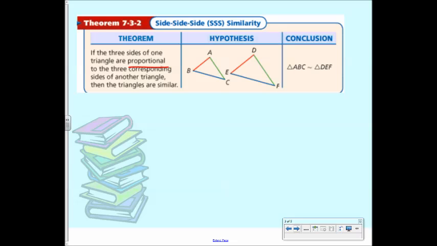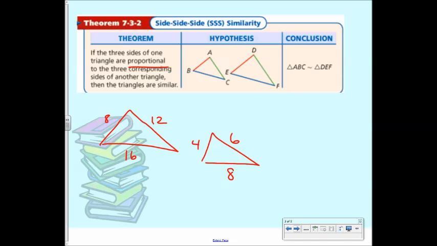Okay? So for example, are these two triangles similar? Yes? Why?